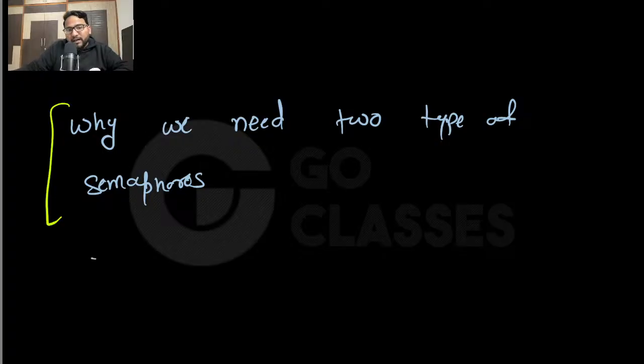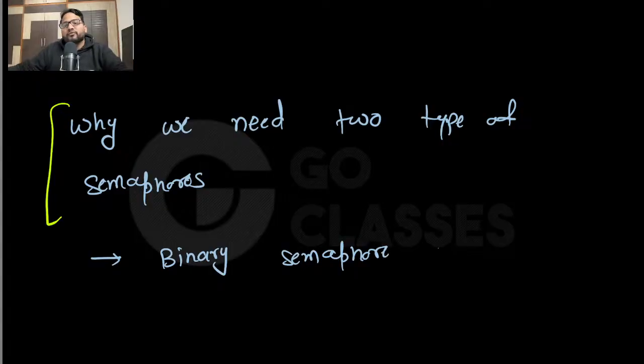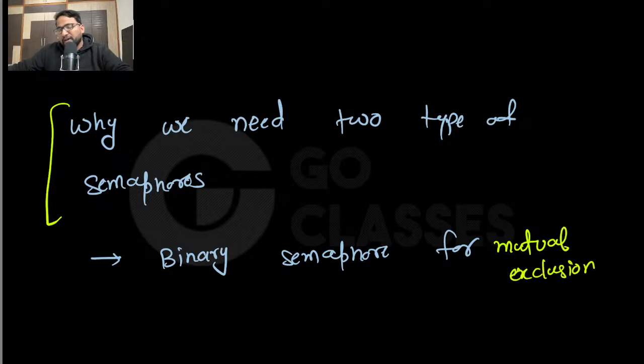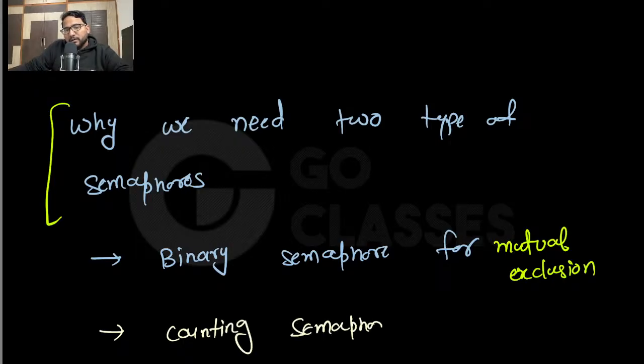One is counting, one is binary. Generally we use the binary semaphore for mutual exclusion. You might have heard about mutual exclusion from the last marathon. We will tell you about mutual exclusion here also, but the binary semaphore is generally for mutual exclusion. The counting semaphore is generally used to make sure that not more than, let's suppose the value is 5, or n, so we will say not more than 5 people can enter. So we will bound it.